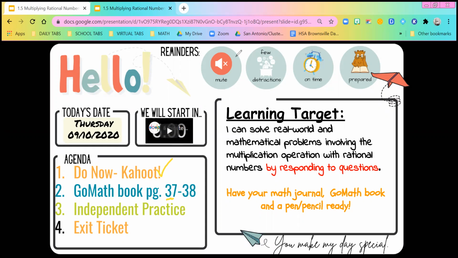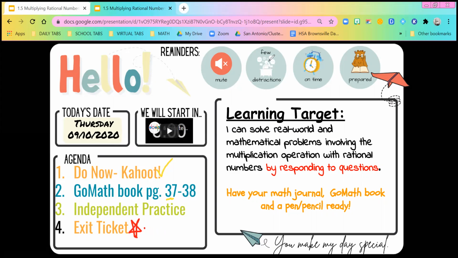This one is very important because I use this one for attendance purposes. So please make sure that you turn it in every day. This is something you should be turning in daily. This is something that I look for attendance purposes.